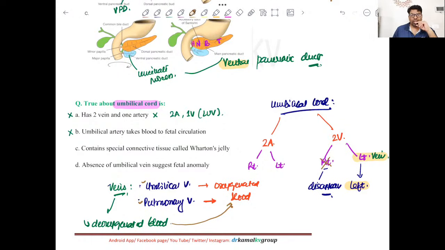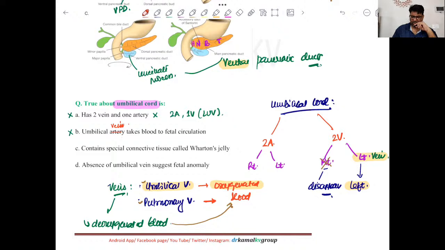Number two, the blood which is coming from the mother to the fetus is oxygenated, right? And when I am saying that it is oxygenated blood, it is coming through the umbilical vein from the mother and it is going to the fetus. So here the answer should be umbilical vein, right? Then this option would have been correct.